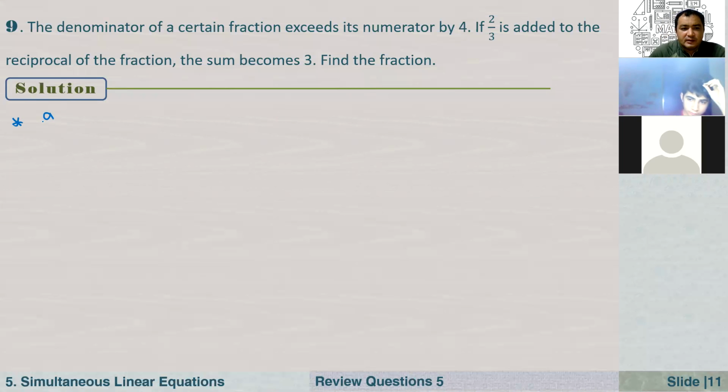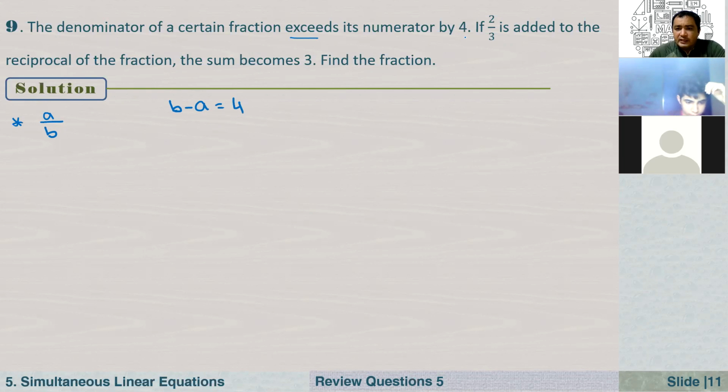Suppose that our fraction is a over b. Musa, okay, let's solve this and after that we'll discuss your solution. So a is the numerator, b is the denominator, right? The denominator of a certain fraction exceeds its numerator by 4. What does it mean? It means that b minus a is equal to 4.